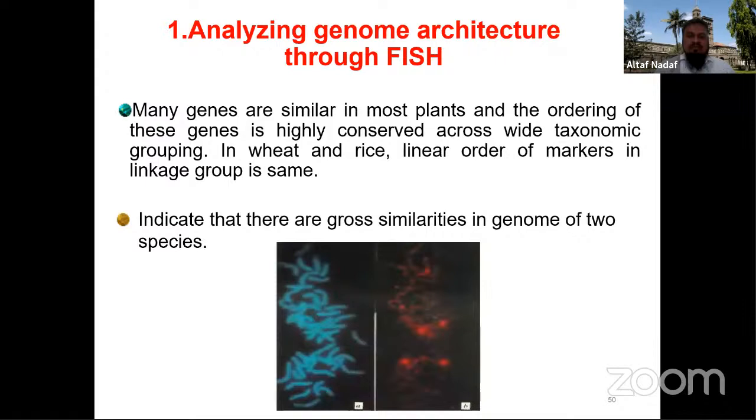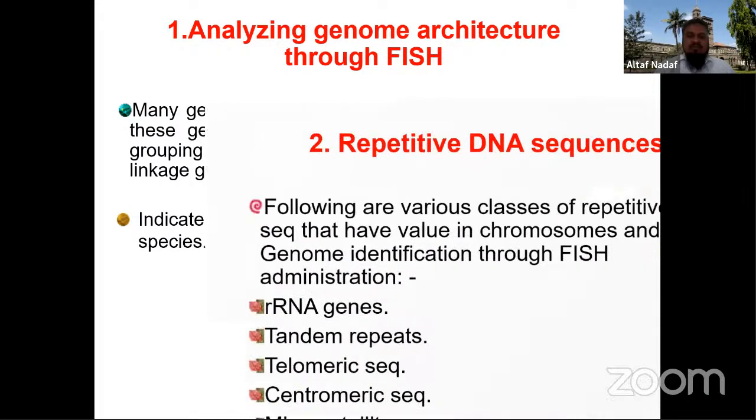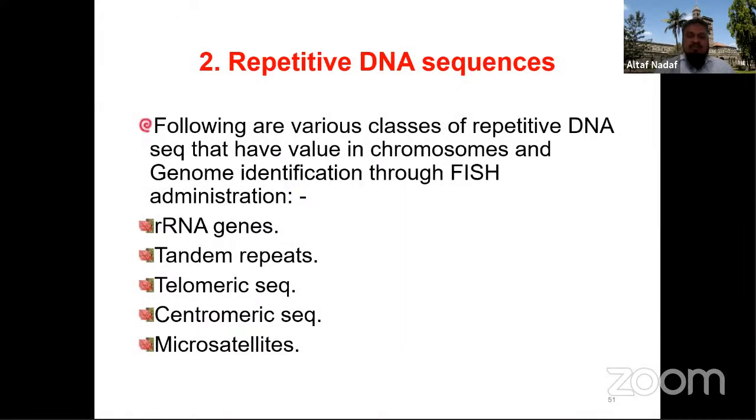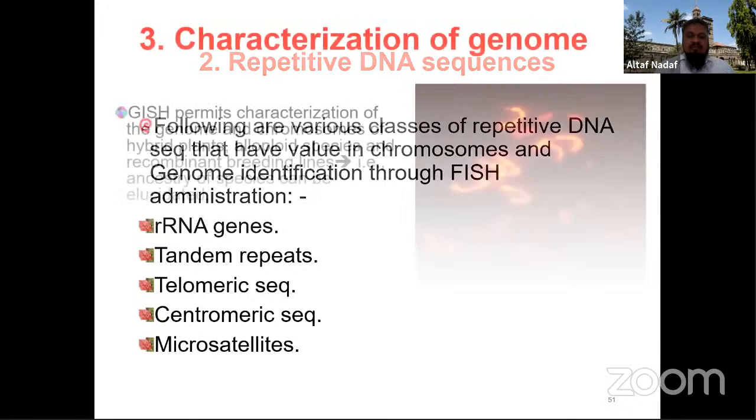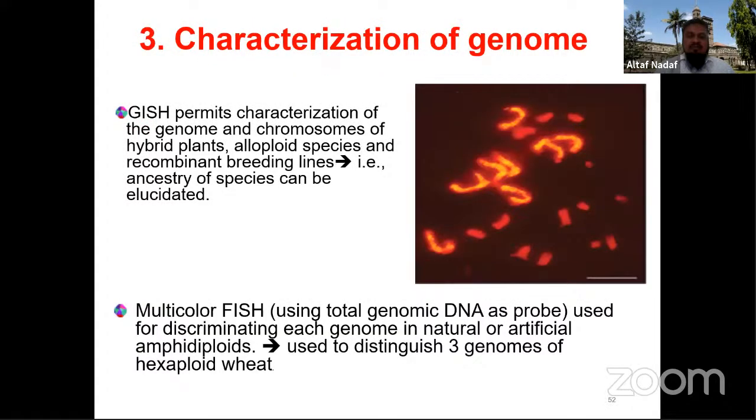Now you can analyze the genome architecture through the FISH technique. You can compare two species of a genus, or suppose wheat and rice: how much is the genome, what is the genome architecture? You can compare that species-wise or genera-wise. You can compare the repetitive DNA sequences: tandem repeats, telomeric sequences, centromeric sequences, microsatellites. You can characterize the genome.